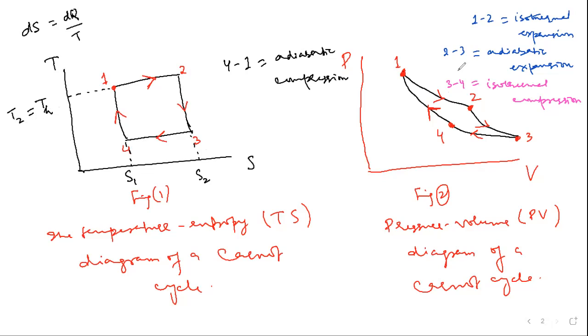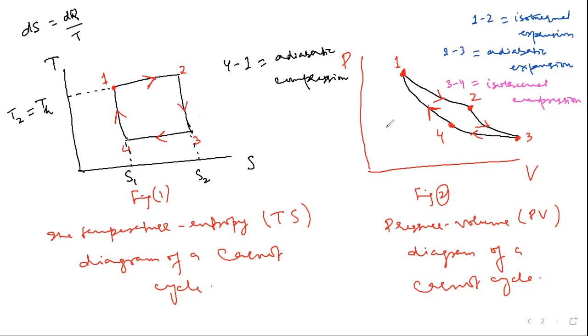Then from point 2 to point 3, what happens? There is an adiabatic expansion taking place. So in adiabatic expansion, there is no heat exchange between the system and the surroundings. Therefore, the change in entropy is 0. That means from point 2 to point 3, the entropy of the system stays constant. So you can see from point 2 to point 3, as our system moves, entropy is not changing. It remains constant, S2.